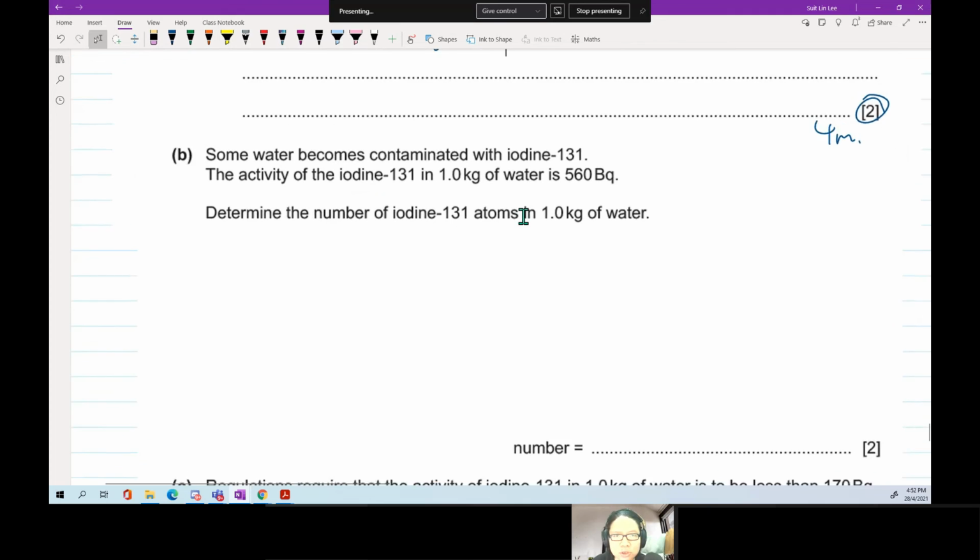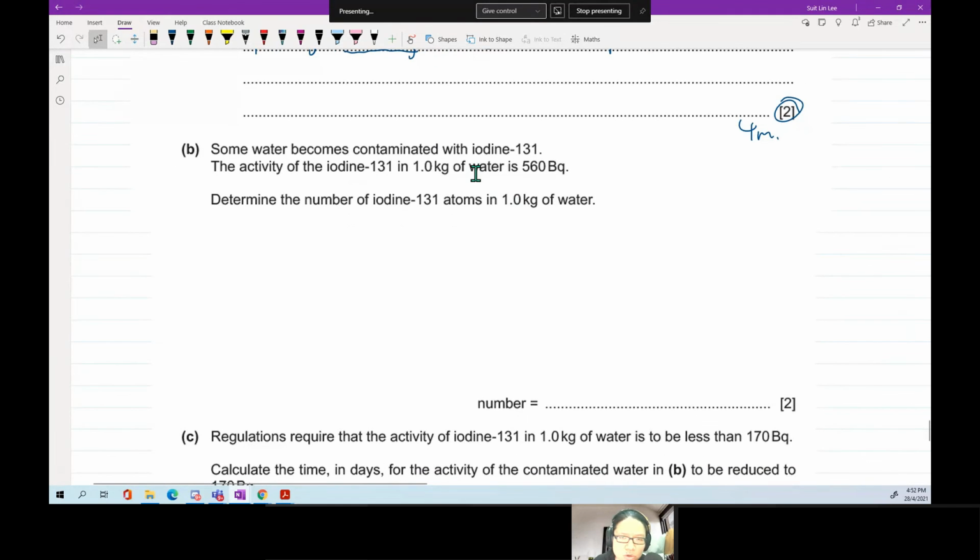Some water becomes contaminated with iodine 131. The activity of iodine 131 in 1 kg of water is 560 becquerel. This means every second I will get 560 nuclei of iodine decaying. This is what this number means. 1 second, 560 particles decay. Another second, another 560 decay.